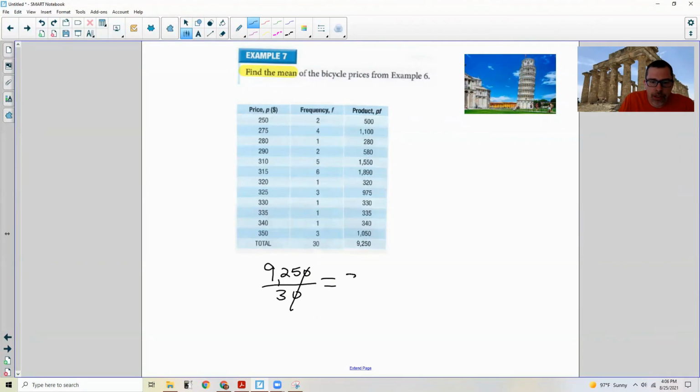3 goes into 9 3 times. 3 does not go into 2. 8 times 3 is 24, with a remainder of 1. So 3 goes into 10 3 times with a remainder of 1. So it repeats, 308.3333. Since it's dollars, we'll round to 2 decimal places. And the average price of these 30 bicycles is $308.33. Okay. So price times frequency and add up all those products.